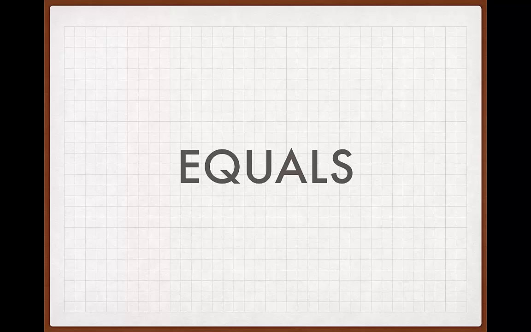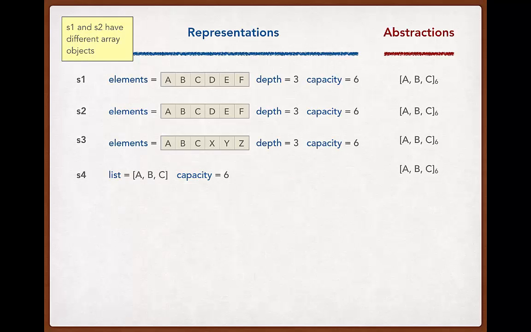Let's talk about the equals method for bounded stack. Here are 4 different bounded stacks with 4 different representations. The interesting thing here is that all these stacks have the same abstract value. Remember, for an array bounded stack, only the array elements from 0 to depth minus 1 are relevant to the abstraction. The last bounded stack, S4, is from a list-based implementation of a bounded stack.